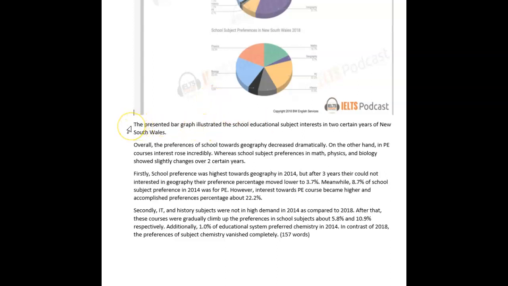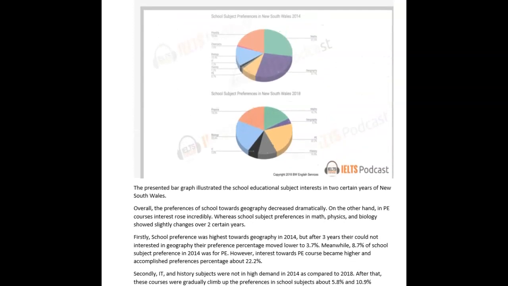Why don't we try this? The pie chart illustrates the interest in school subjects, or how about the preferences in school subjects in, what are the years? In 2014 and 2018 in New South Wales. Okay? Now, this is okay to copy.